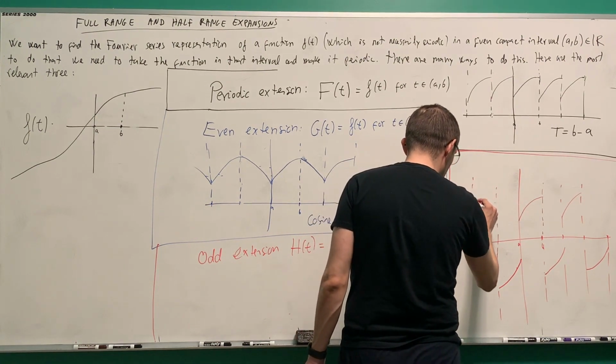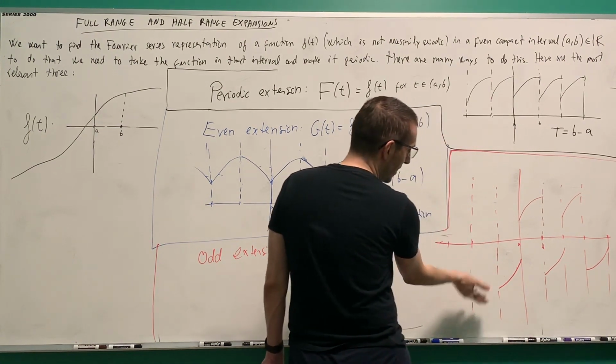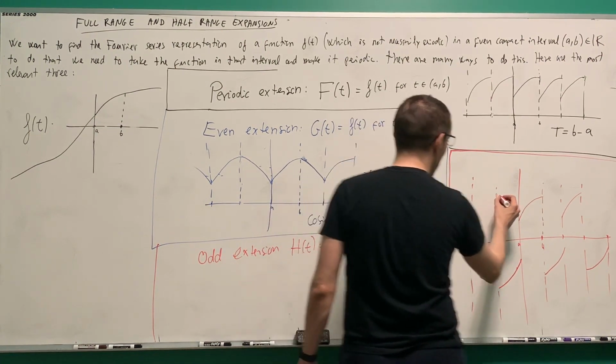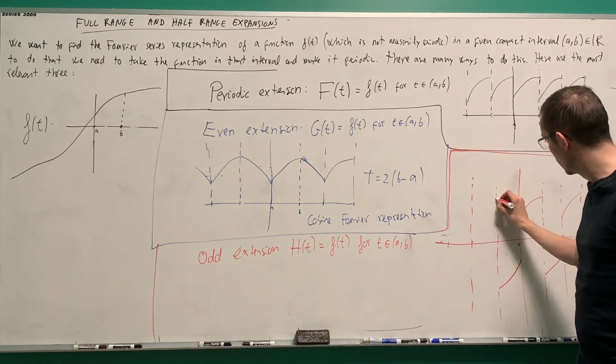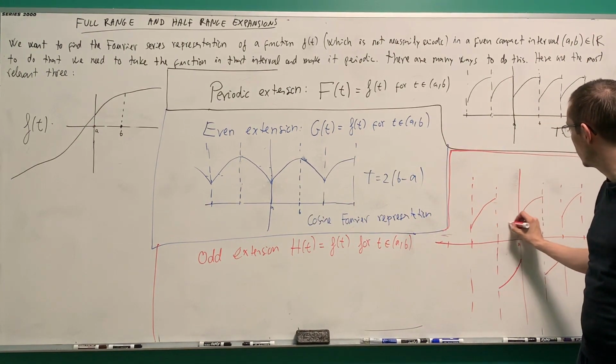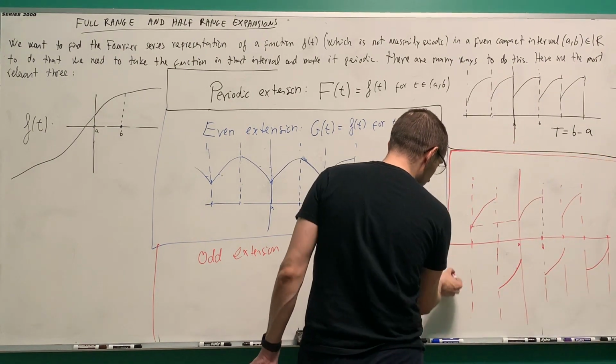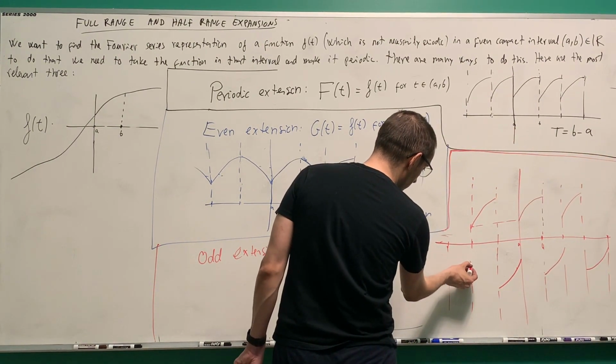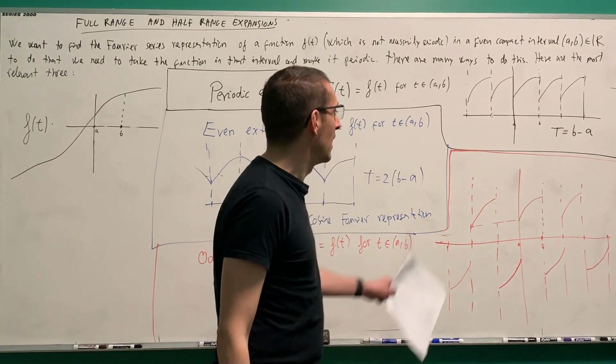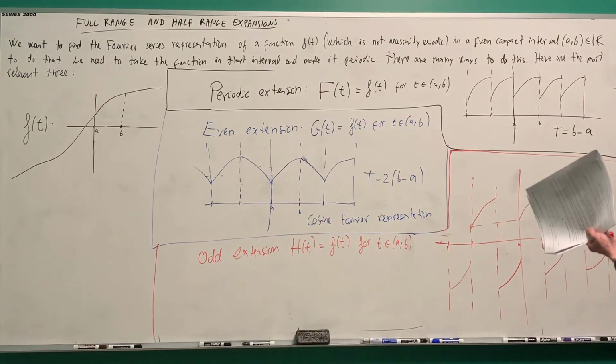So here, again, it has to be odd. So that goes all the way up here. And then goes to this negative one, same as here, same height should be. And then here, goes again, like that, and so on. That is the odd extension.